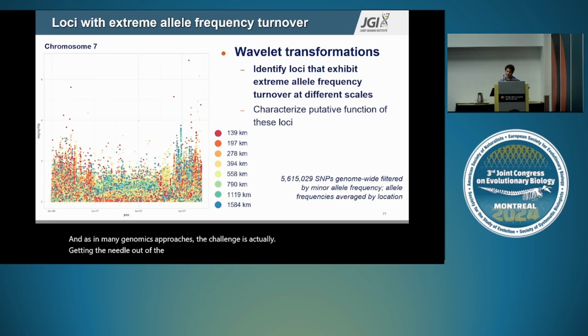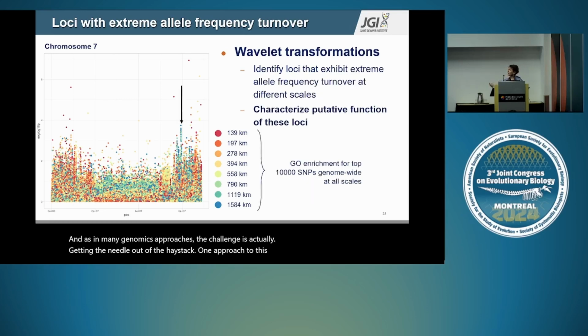One approach to this is to look at gene ontology enrichments. So to say, okay, our top 10,000 hits across the genome that are in genes, what kinds of genes are they in? I'm drawing your attention to this peak now. We're going to zoom in on it.